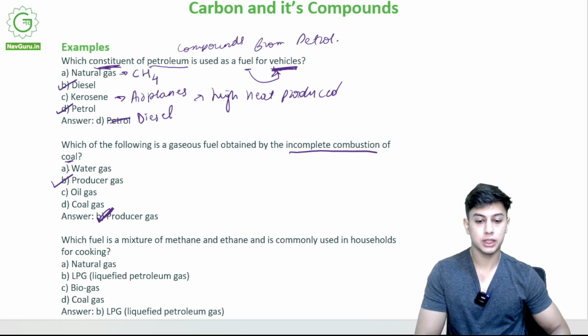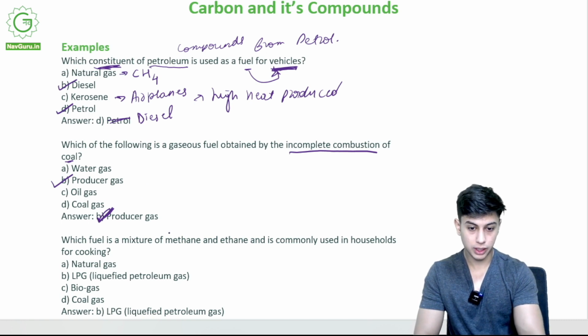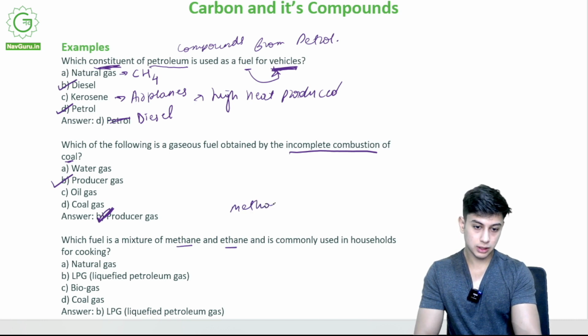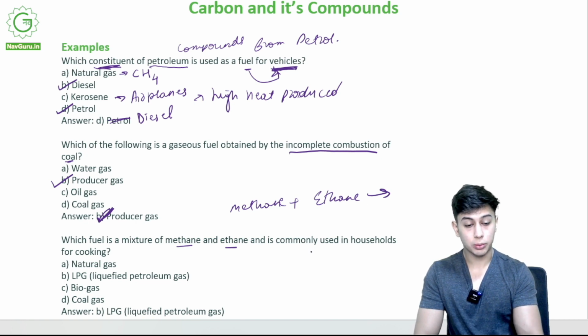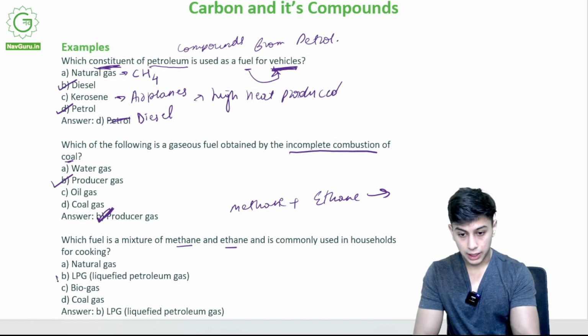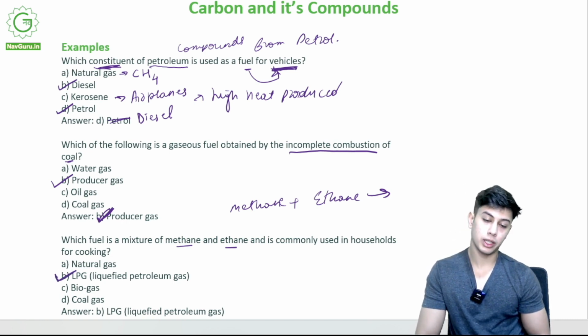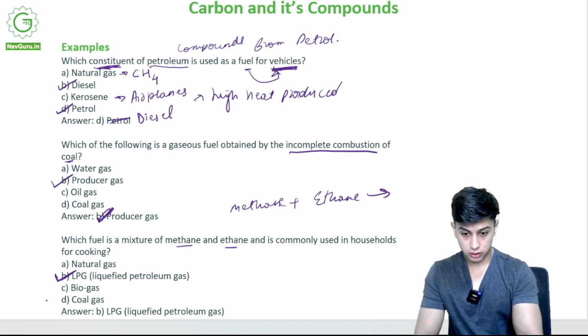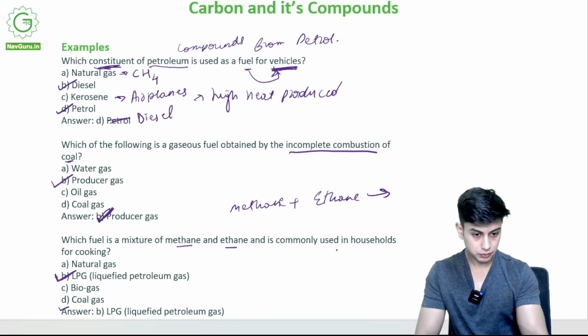Which fuel is a mixture of methane and ethane and is commonly used in households? So you add methane plus ethane, you get this fuel, and it is commonly used in households. It is LPG, liquefied petroleum gas. What we get in cylinders, that is LPG. The keyword here is households.